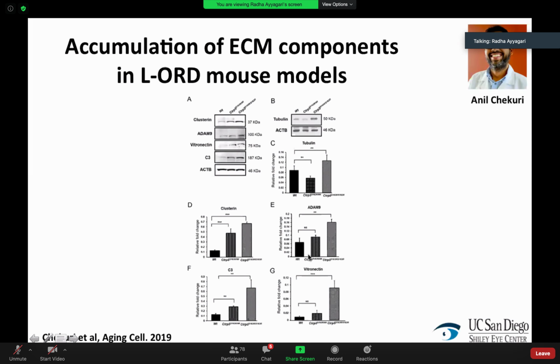Since CTRP5 and HTRA1 are present in the extracellular matrix, we tested additional extracellular matrix components that are associated with the RPE abnormalities. When we measured clusterin, ADAM9, vitronectin, and C3, we see increased levels of these proteins in the extracellular matrix of the LOD mouse model.